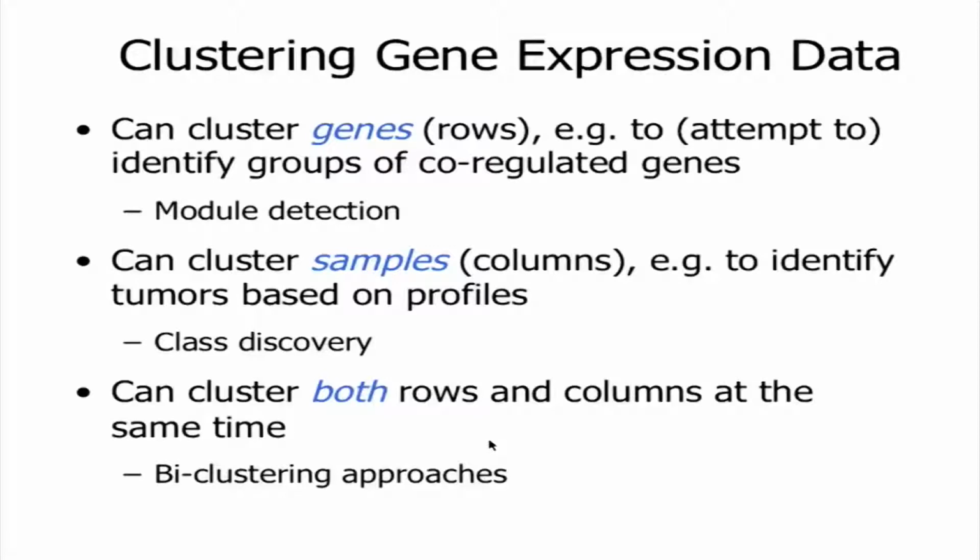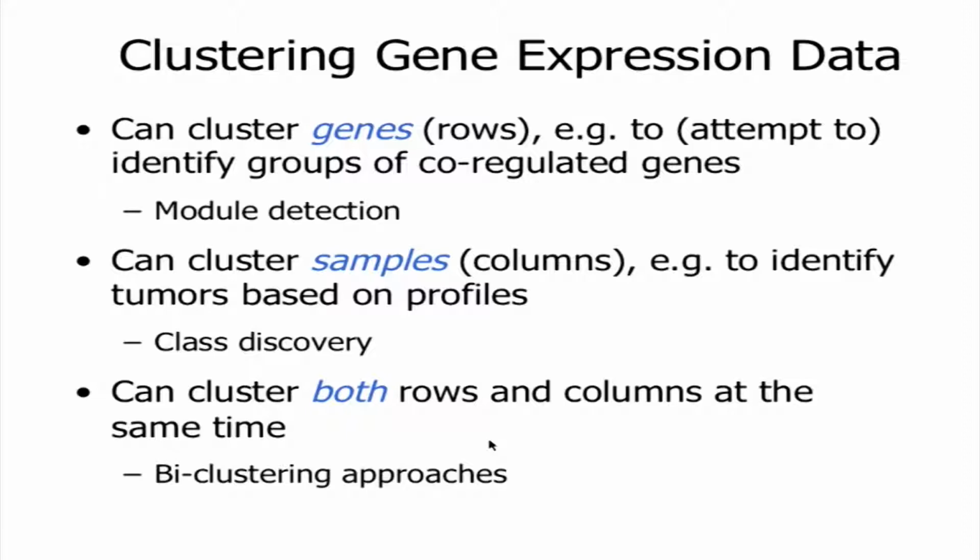So we can cluster genes in order to find, for example, genes that are co-regulated. Another term for cluster in this context is often module. So sometimes people talk about gene modules, and they really mean gene clusters. We can also cluster samples, for example, human subjects, again for tumor class discovery. But one can also cluster both rows and columns at the same time, meaning genes and samples, and these are known as bi-clustering approaches. There's a vast literature on all of these topics.